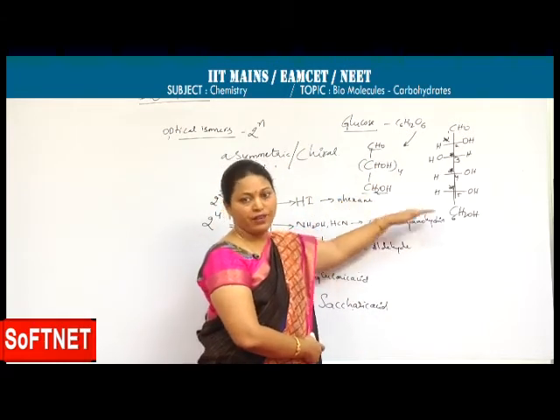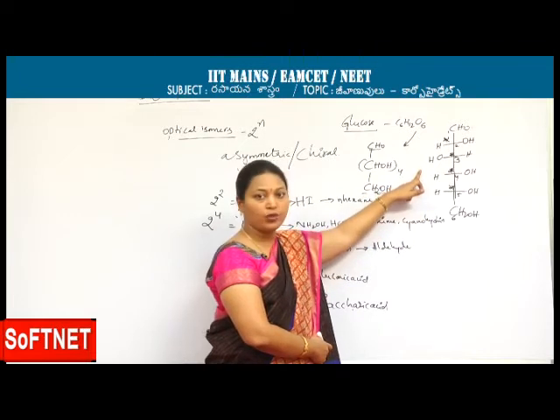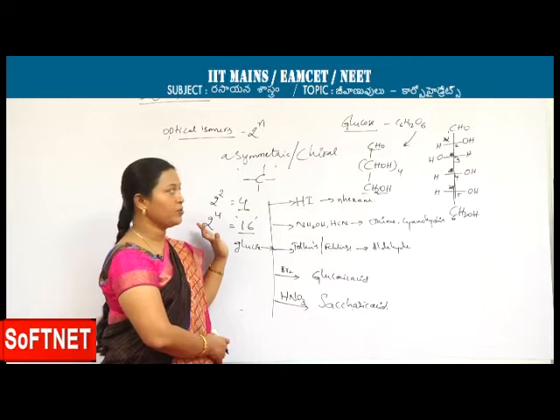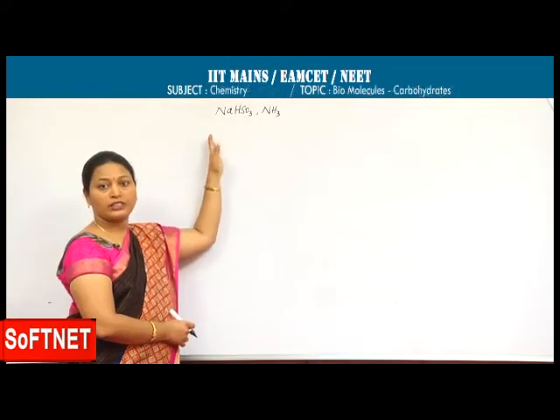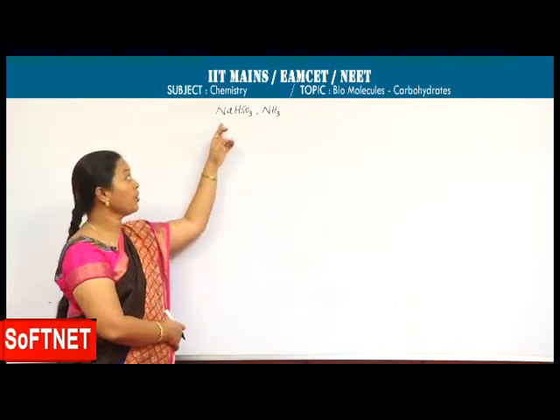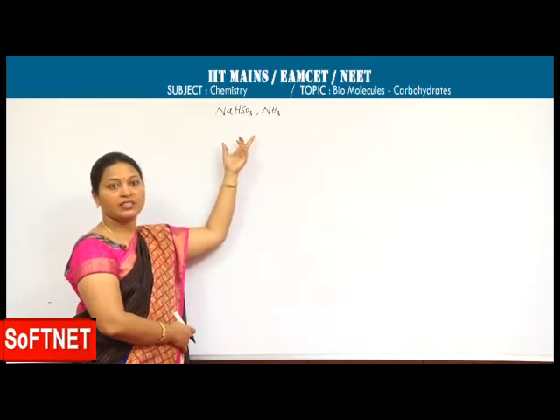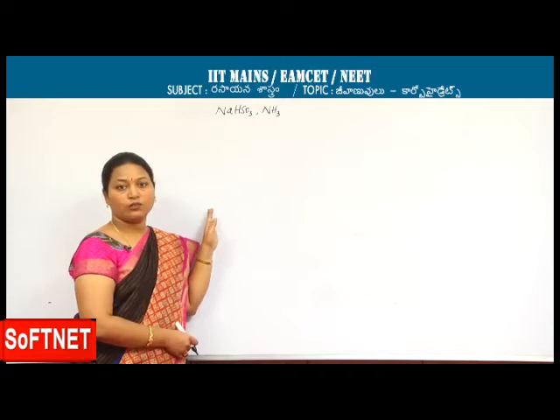C2 to C5 are the asymmetric carbons. As the number of asymmetric carbons is 4 here, we have 16 optical isomers. The open chain structure of glucose is not satisfying all the properties. It is unable to react with sodium bisulfite and ammonia. It indicates the open chain structure is not justifying the structure of glucose.